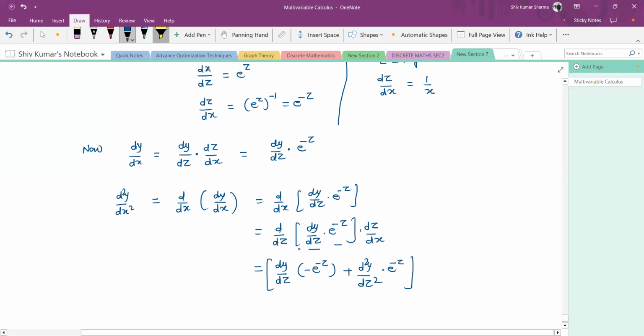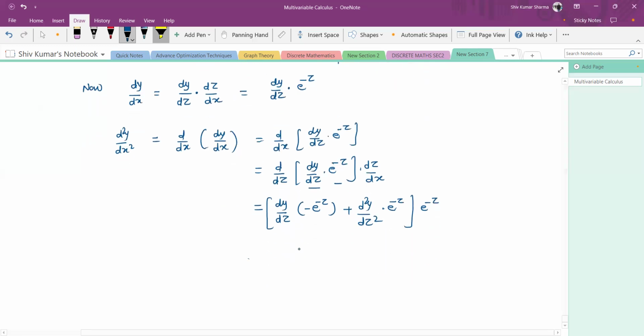So what is the value of dz upon dx? The value of dz upon dx is e raised to the power minus z. So we substitute the value. Here is e raised to the power minus z, but e raised to the power minus z again, so this can be written as e raised to the power minus 2z into dy by dz, plus e raised to the power minus 2z d2y over dz square. Okay, so this is the value of d2y over dx square.